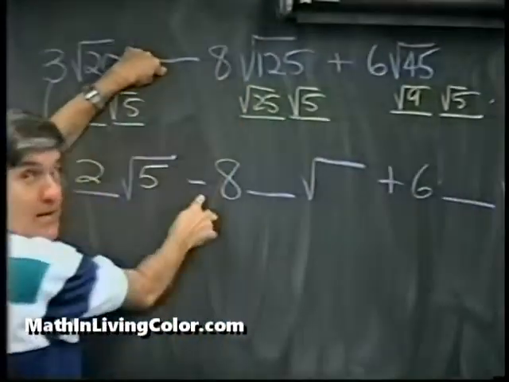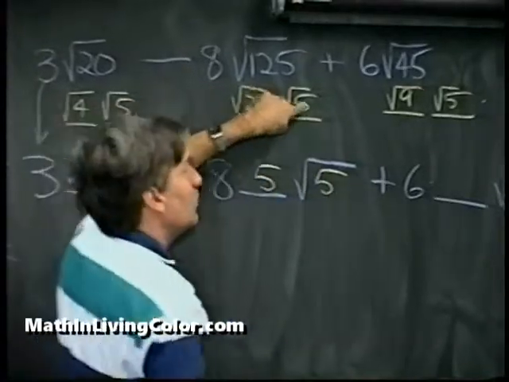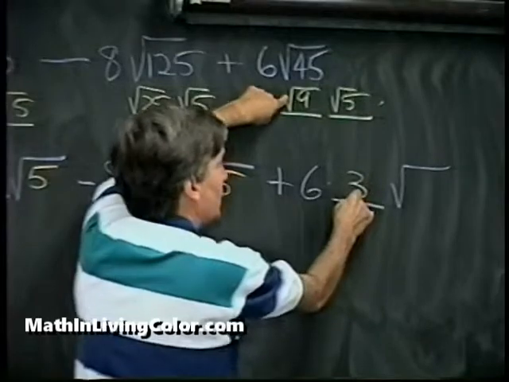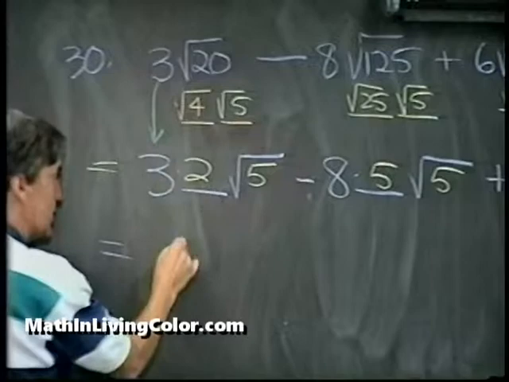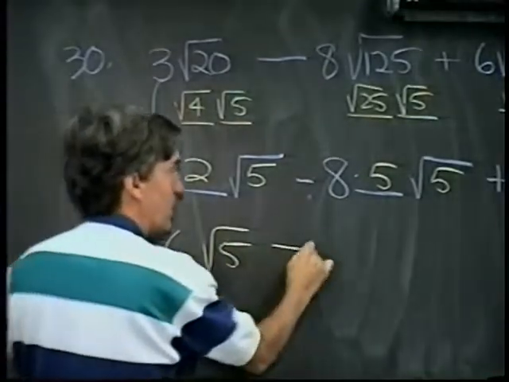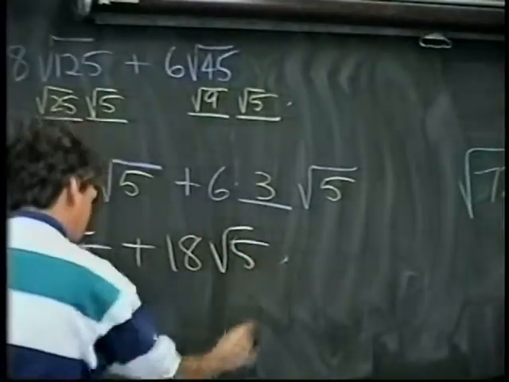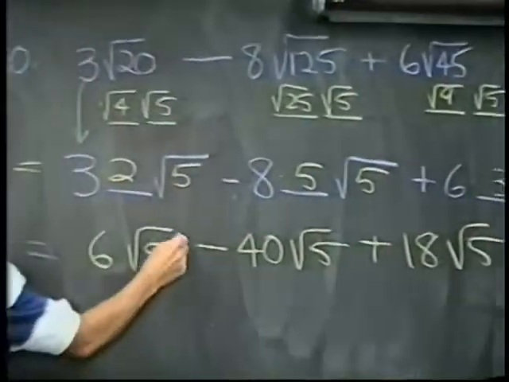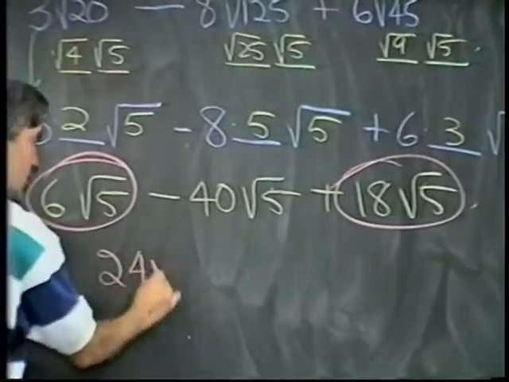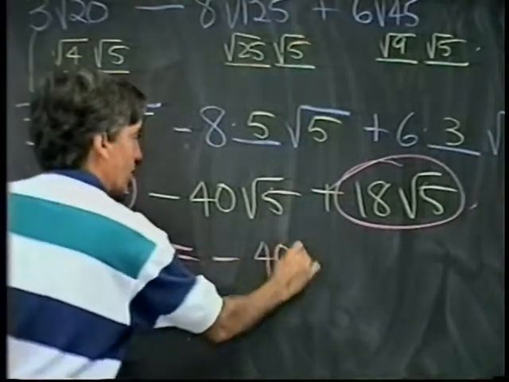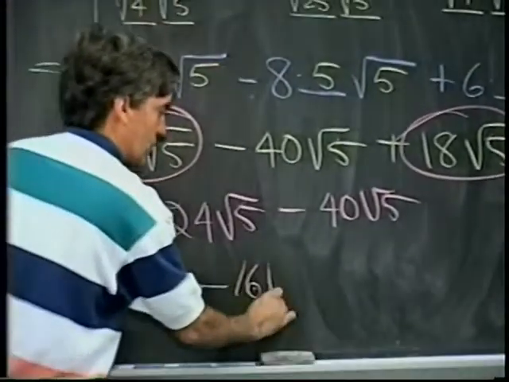We've got negative 8 comes down. We've got 5. We've got the square root of 5. We bring down the 6, and we've got a 3 times the square root of 5. Okay? Now that would give you 6 times the square root of 5 minus 40 square root of 5 plus 18 square root of 5. They're all square root of 5s. So let's combine the 6 and the 18, which would be 24 square root of 5 minus 40 square root of 5. And that would be a total of negative 16 square root of 5. Okay?